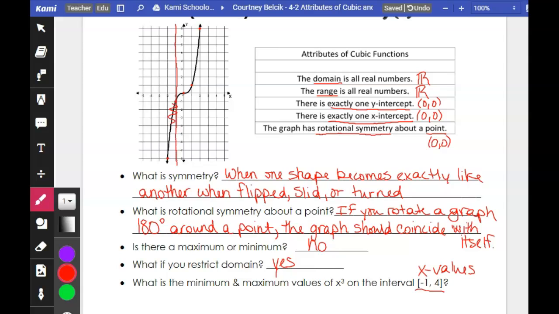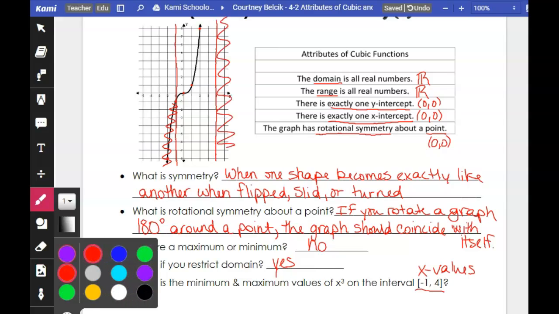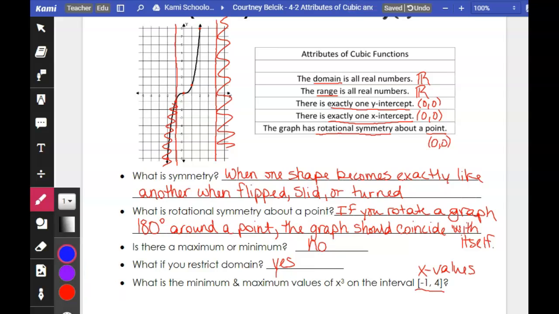Everything before that, I don't care about. And then 4 is my other boundary. So I'm going to put my boundary here. Everything over here, I don't care about. All I care about is this stuff in the middle, from here all the way to wherever it crosses this boundary. So let's talk about the minimum.